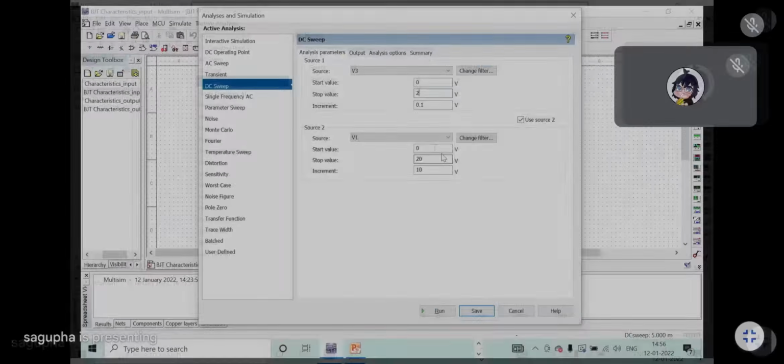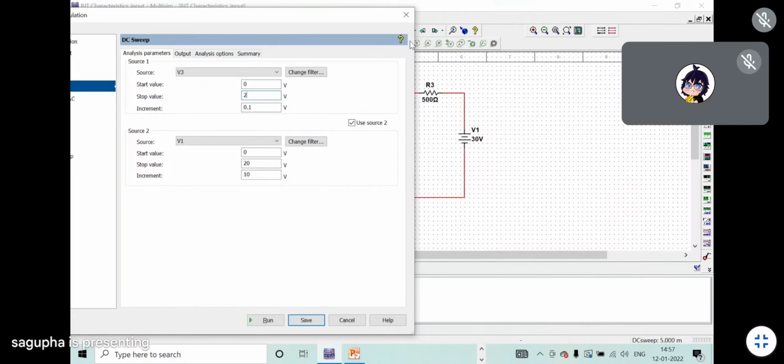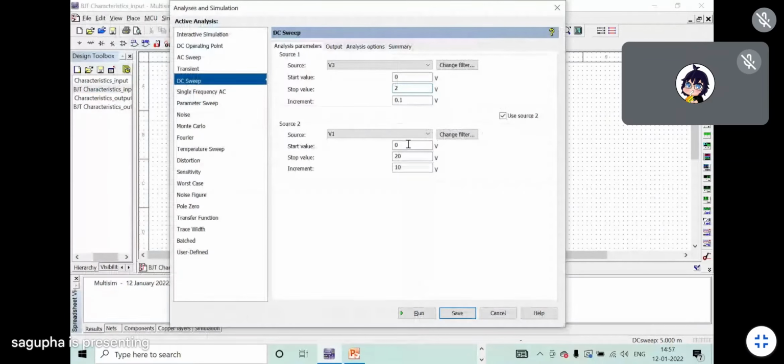Now I am taking the output voltage V1. I have kept the start value as 0, the stop value as 20, and the increment as 10. How many values should I get? 0, 10, and 20. So how many graphs should I get? Three characteristic graphs, one for 0 volt, one for 10 volt, one for 20 volt. All of you are understanding? Any doubt in this? If you want, you can take a screenshot of this.